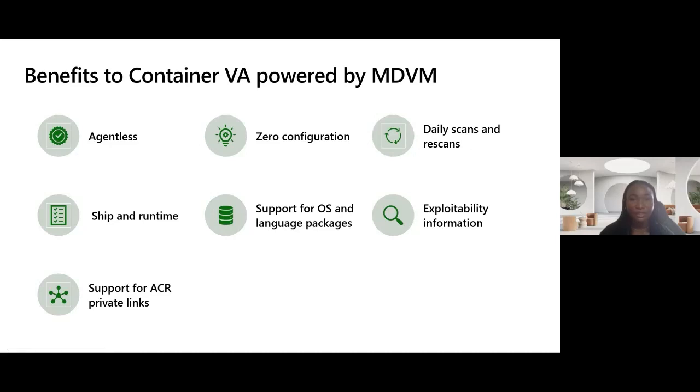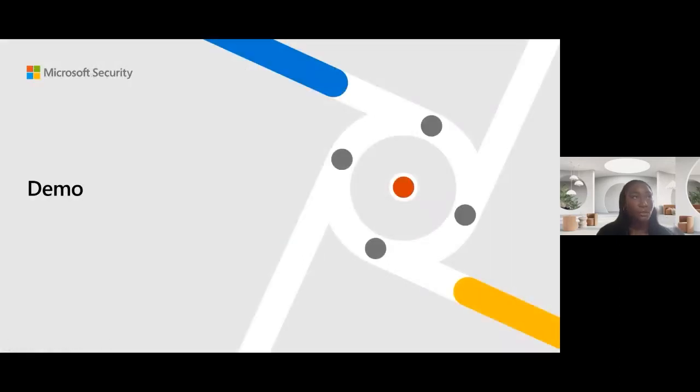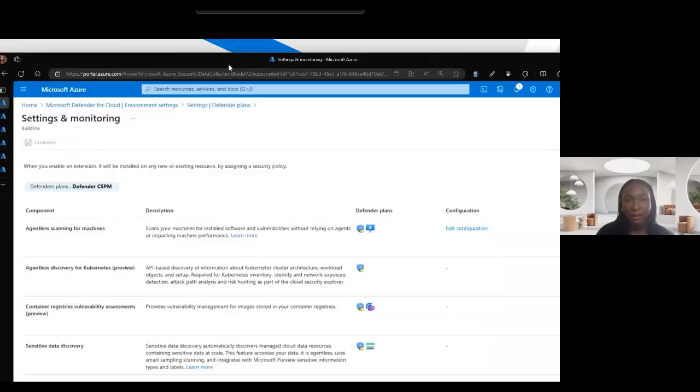So this is essentially referring to how we're scanning images in ACR and images on the cluster that are running. With the container vulnerability assessment powered by MDVM, we also have support for both OS and language packages, as well as exploitability information, which I'll show you through a demo. In addition to that, we do support ACR private links with the scanning. So now if you'll join me in the Azure portal here, I'll show you firsthand how these capabilities are working.